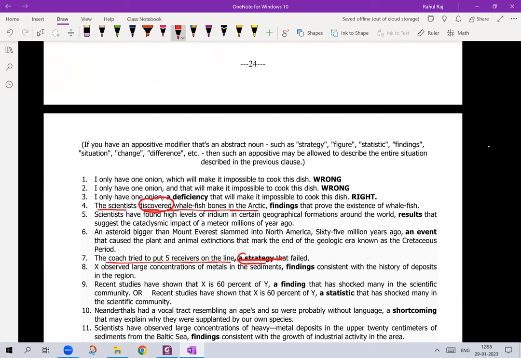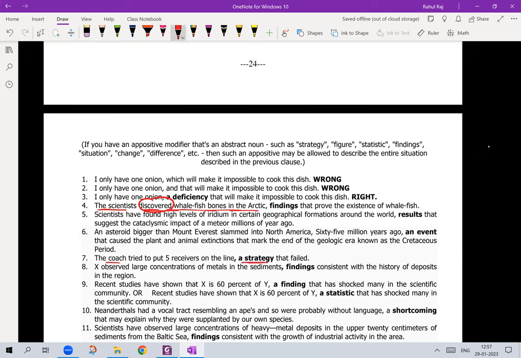Now imagine we simply write which failed. So what is which going back to? Do you think it goes back to a coach? It can't go back to a coach because there's a tried. But even if it goes back to a coach, do you think the coach failed? No. Your actual meaning is that the trial has failed. You don't want to say the line has failed or the receivers have failed. This is crap. The coach tried to put 5 receivers on the line. So the actual meaning you want to say is that the trial has failed or the strategy has failed. But you will not say which failed. That's crap for sure.